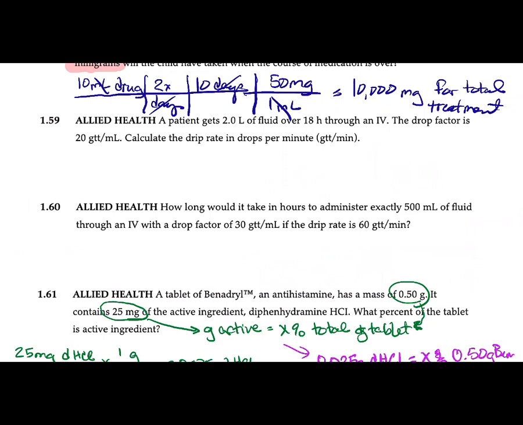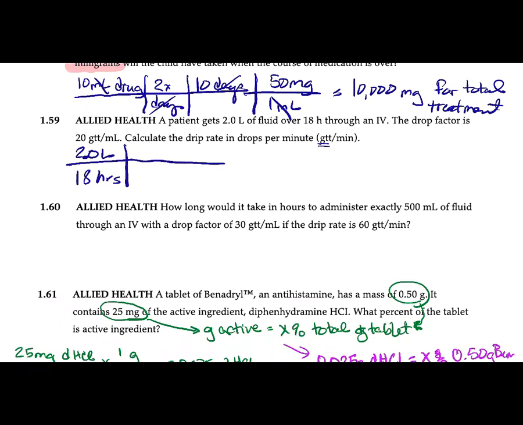That's GTT per minute. So what are we given? We're told we have 2 liters over 18 hours. So we're going to go 2.0 liters, that's a point, over 18 hours. All right. Now we want to get that drip rate to drops per minute. And drops is just GTT. I know it looks weird, but it's just drops.